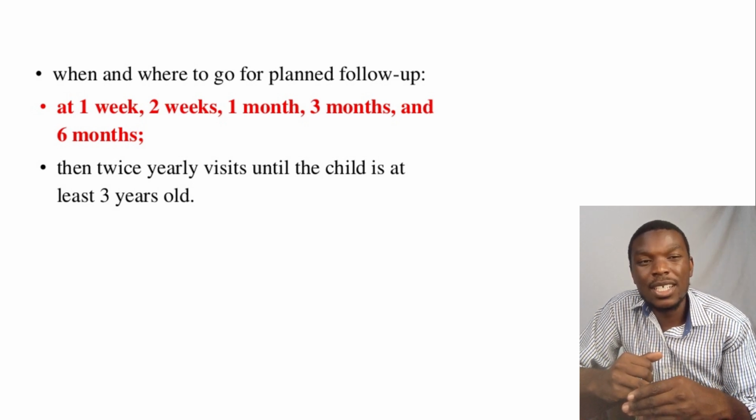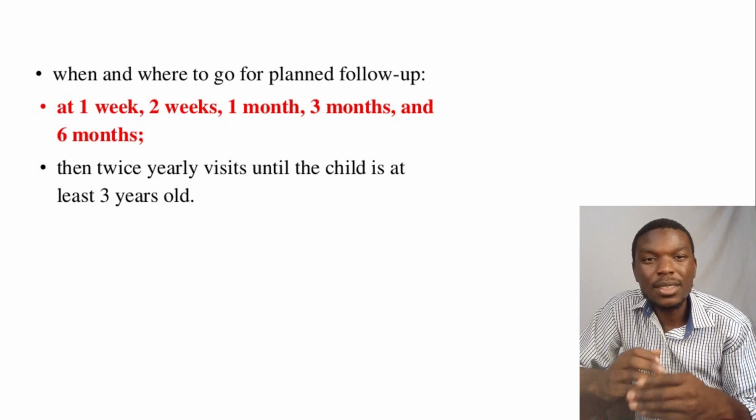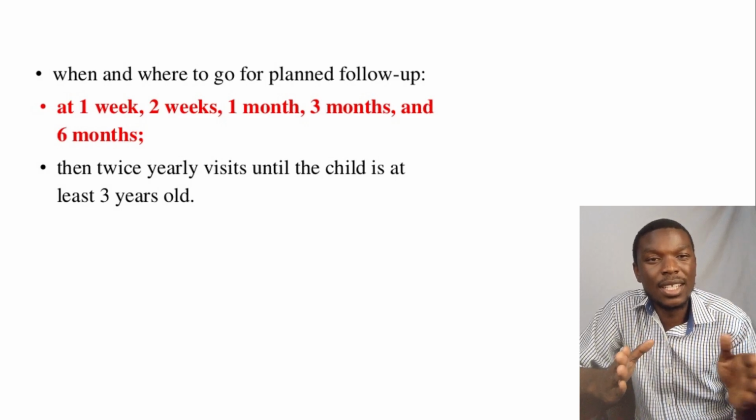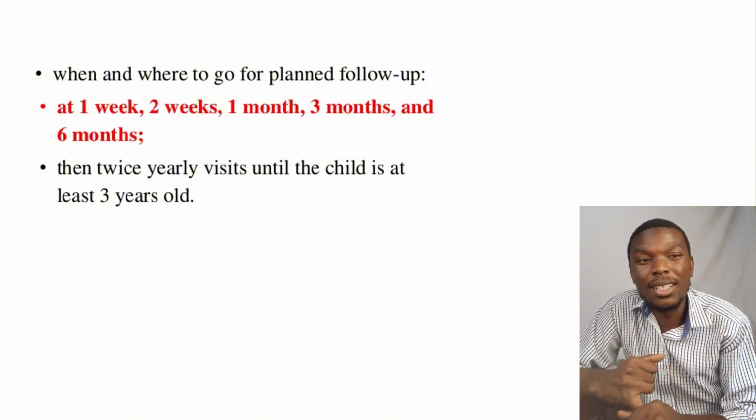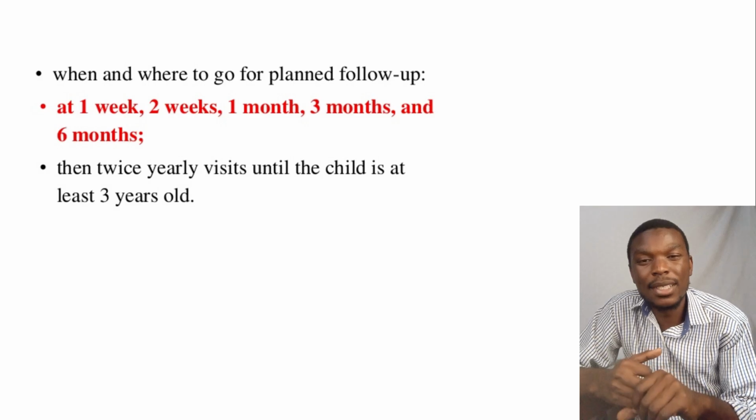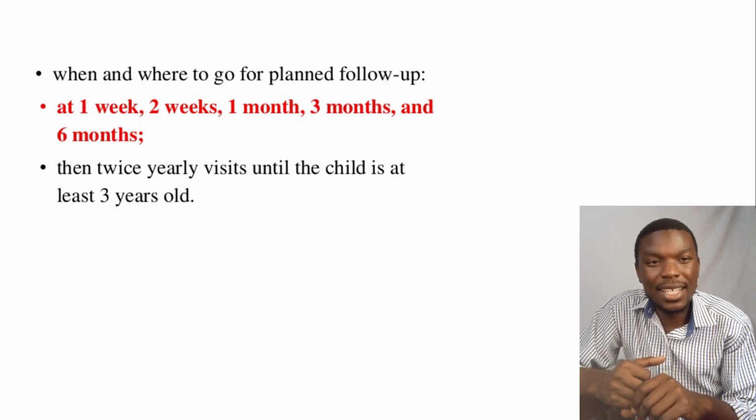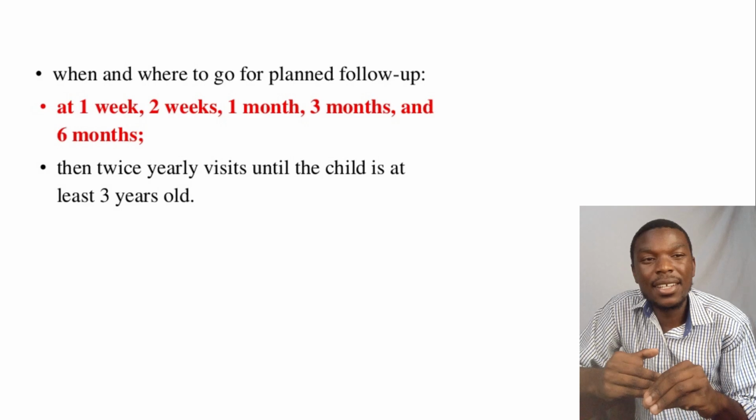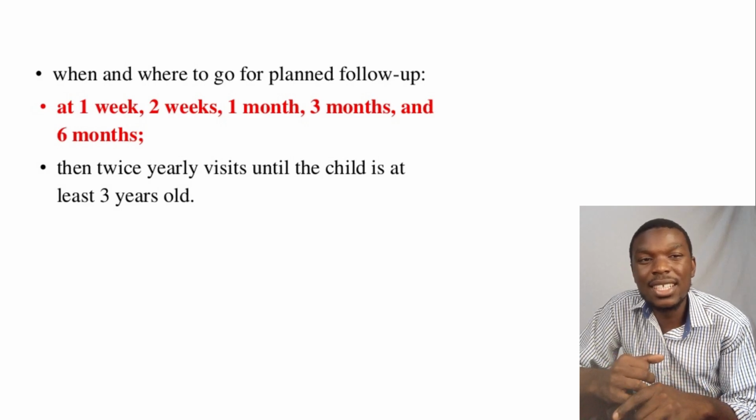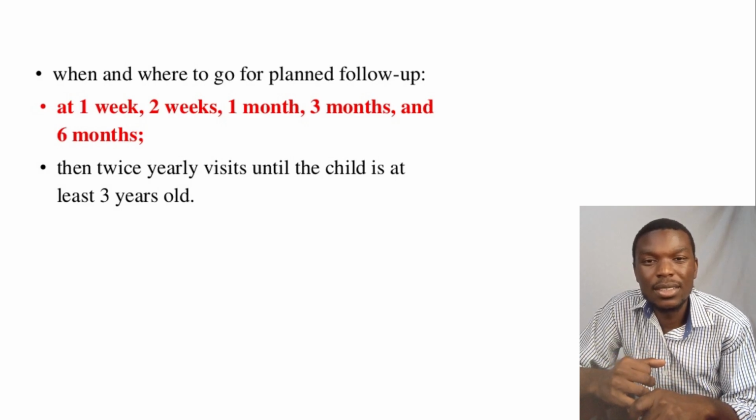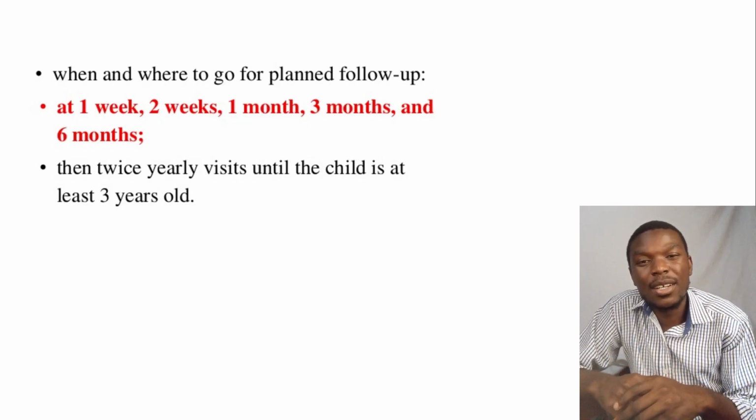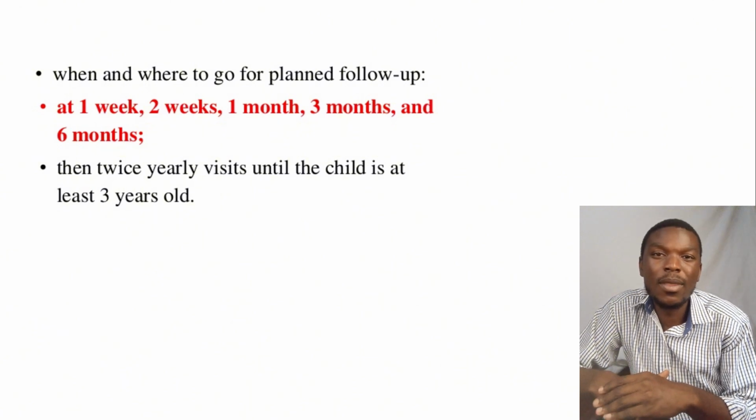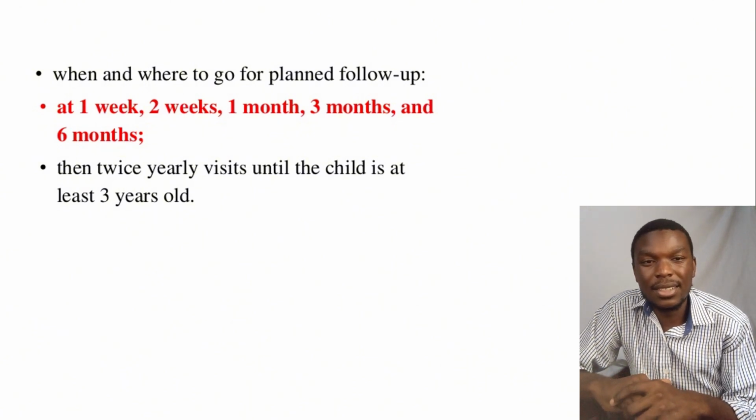After that, you increase to 2 weeks. 2 weeks will pass, then they'll come. Then after that, you increase to a month, then 3 months, then 6 months. And then twice every year until the child is at least 3 years old. So you can continue twice every year for checkup for at least 3 years, or when the child is 3 years.